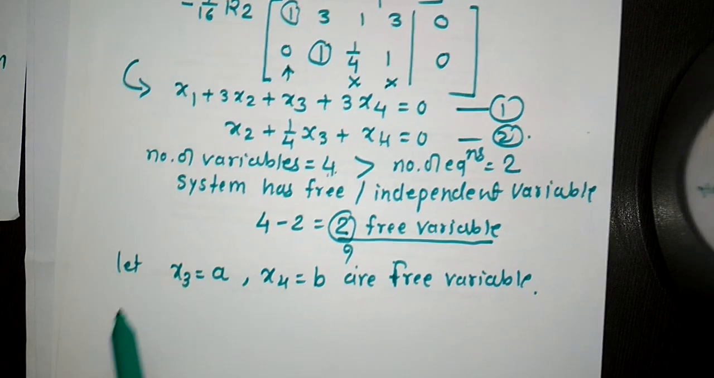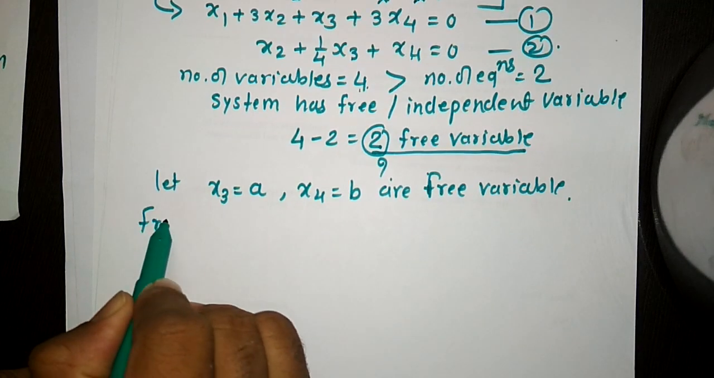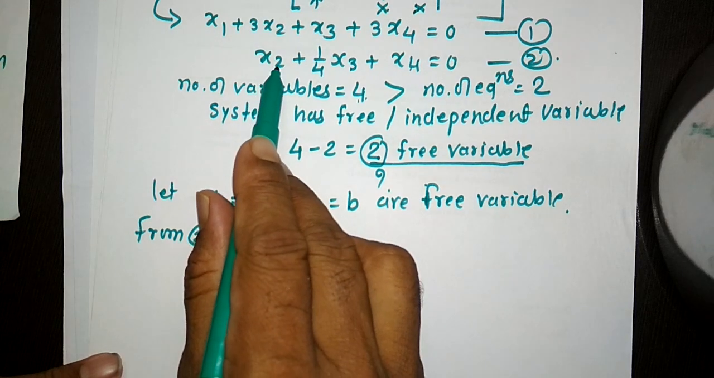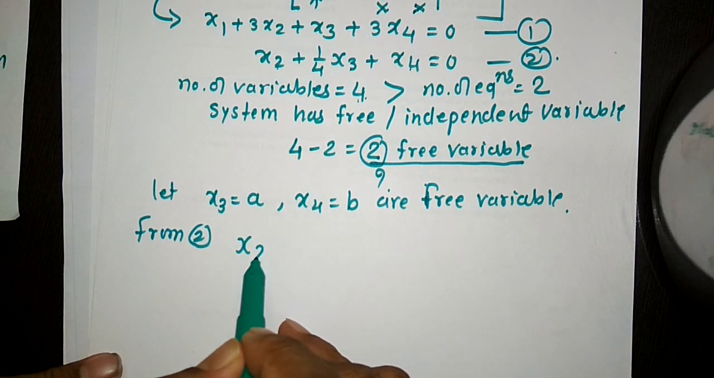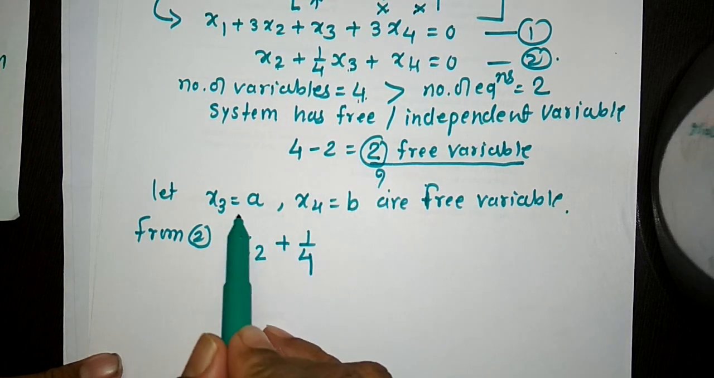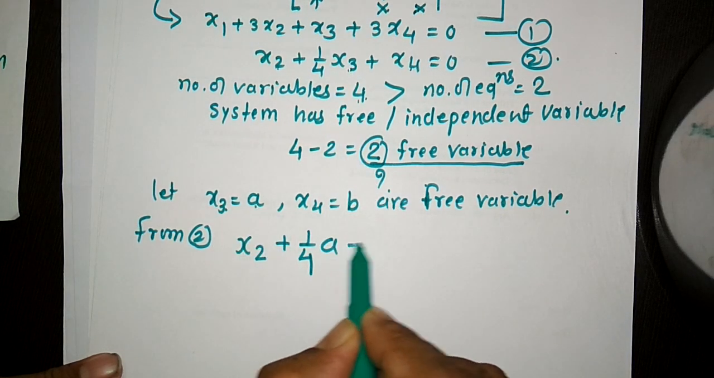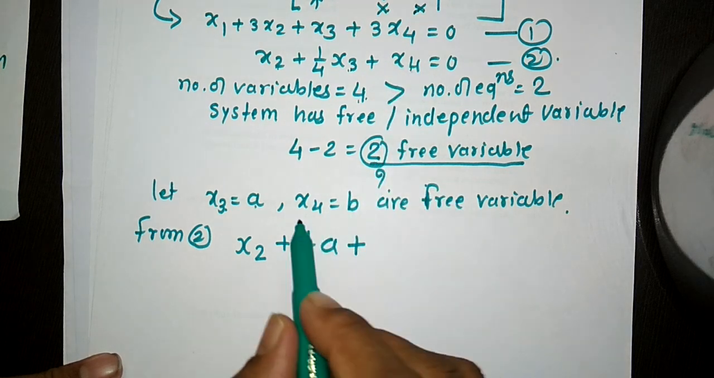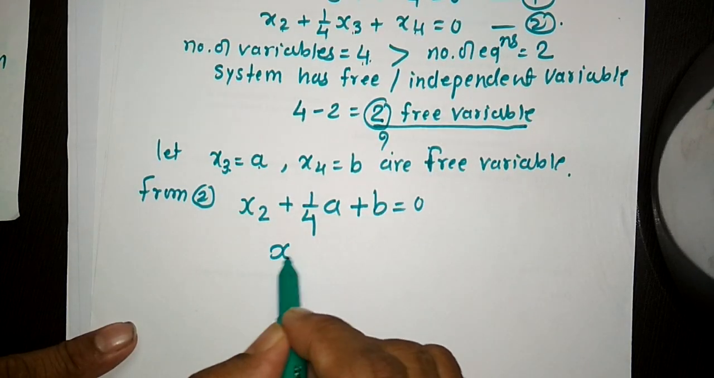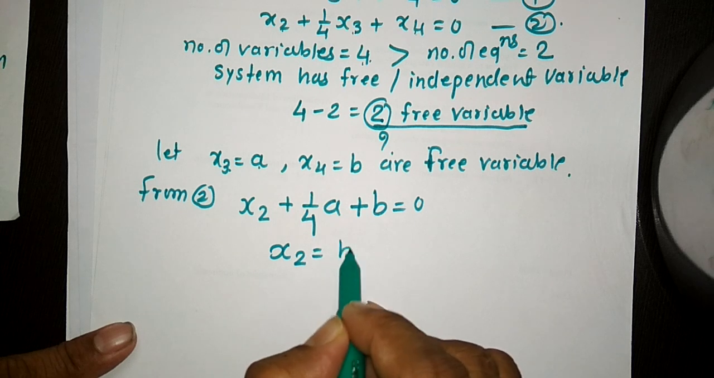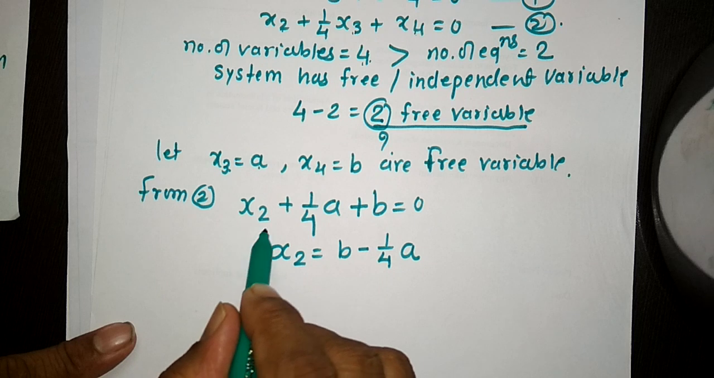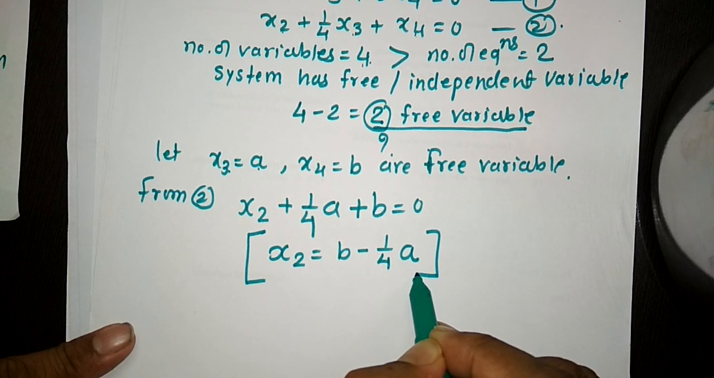We calculate x2. So from equation number 2, we can calculate x2. So this is x2 plus 1 by 4 x3, but x3 is A, plus x4 is B equal to 0. So after calculating, x2 is equal to minus B minus 1 by 4 A. So this is the value of x2.